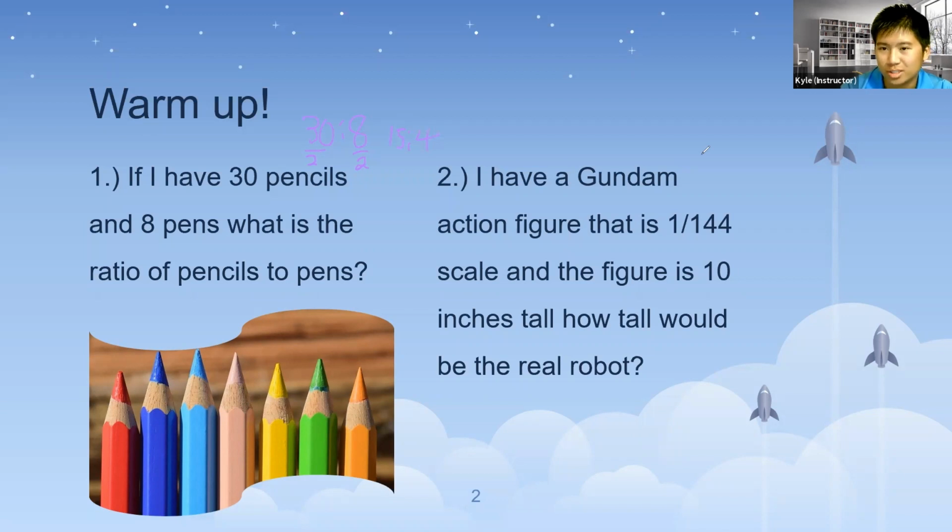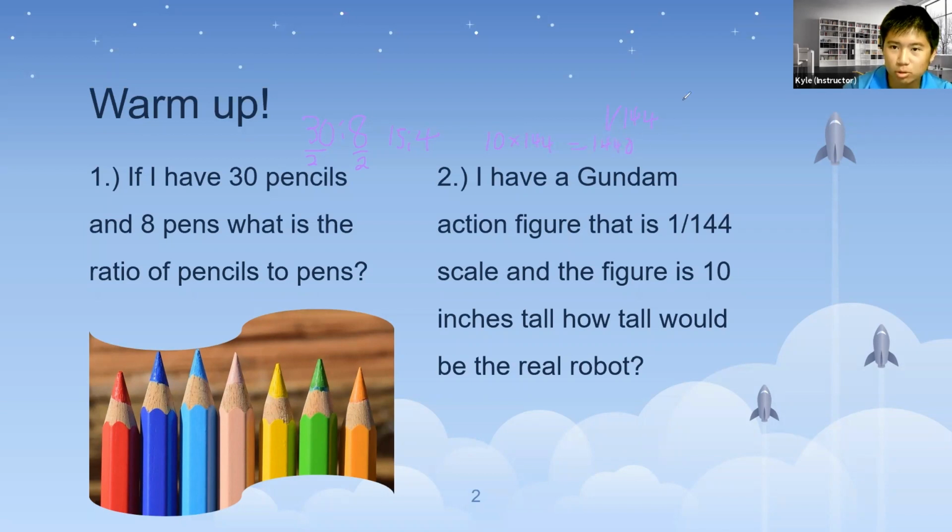And then what about the second question? Press enter in 3, 2, 1, go. Yep. It's also very simple. Since a scale of 1 to 144 is basically saying that if the model was 1 inch tall, then it will be 144 inches tall in the real life model. So if it was 10 inches tall, then in the real life model, I'll just take it and times it by 144, and I will get 1,440.